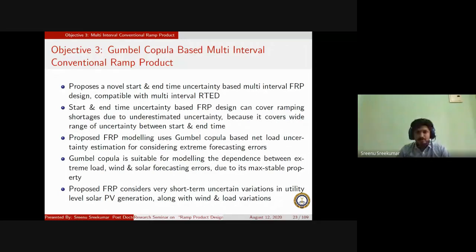So the proposed FRP modeling uses the Gumbel Copula for net load uncertainty estimation. The Gumbel Copula is suitable for considering extreme dependence between load, wind, and solar generation forecasting errors. The superposition of such extreme forecasting errors can lead to system imbalances. So if we estimate the Gumbel Copula based net load uncertainty, we will consider all the extreme conditions in the net load uncertainty. So it avoids system imbalances in extreme conditions. And the proposed FRP design considers very short-term variation in utility level solar PV generation, which is absent in the existing studies because existing studies were focusing on wind penetration.